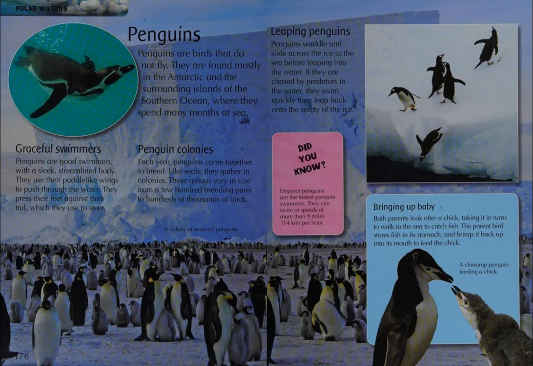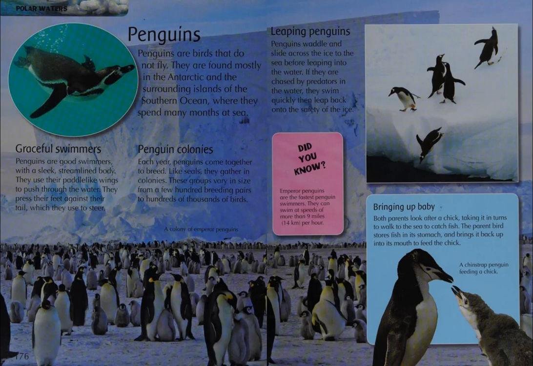If they are chased by predators in the water, they swim quickly then leap back onto the safety of the ice. Bringing up baby. Both parents look after a chick, taking it in turns to walk to the sea to catch fish. The parent bird stores fish in its stomach, and brings it back up into its mouth to feed the chick. A chinstrap penguin feeding a chick.